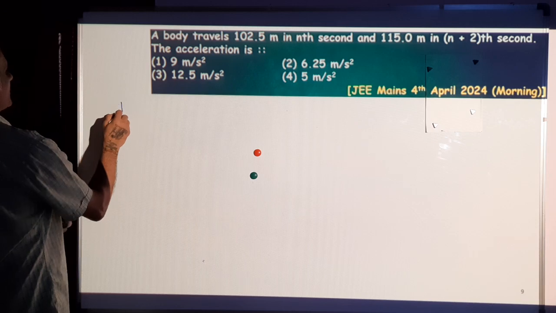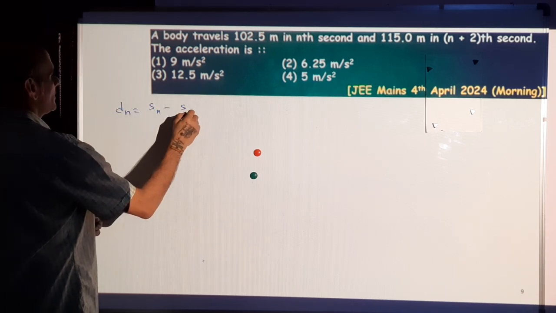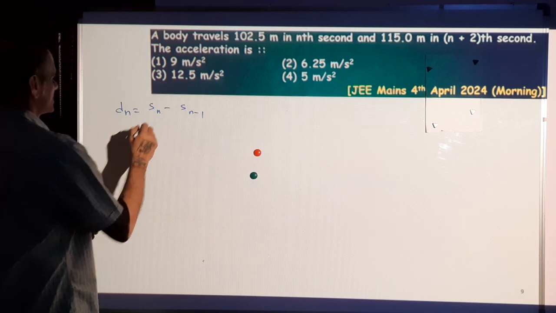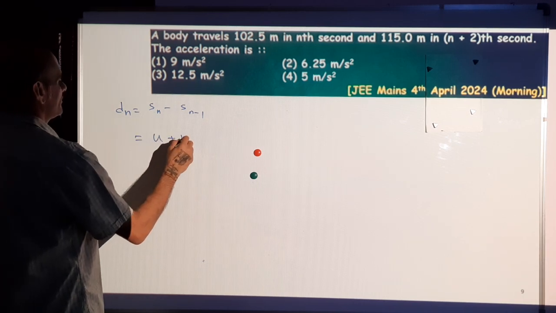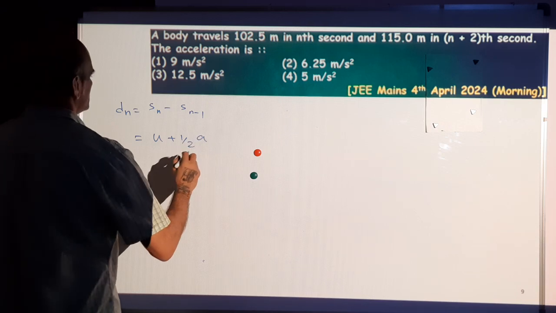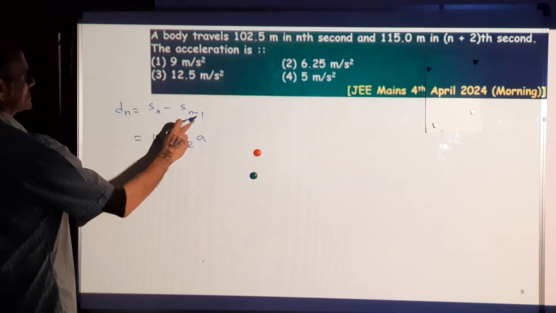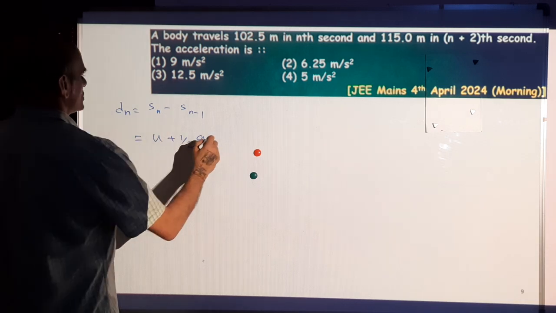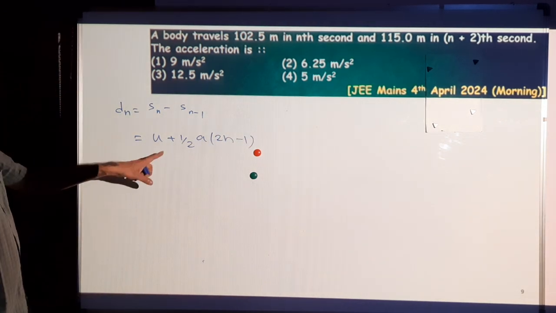So distance traveled in nth second is distance traveled in n seconds minus distance traveled in n minus 1 second. This result is derived. So ut, t will be 1 because the time interval is 1, plus half a t square, where t square is t2 square minus t1 square. So this square minus this square. So I'll get 2n minus 1. This I already proved, it's very easy to prove.